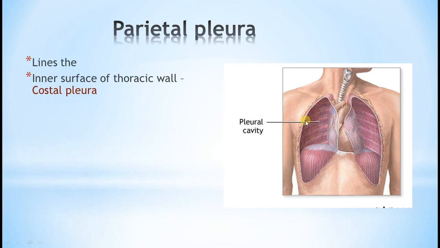So it lines the inner surface of your thoracic wall. That means it is going to line the inner surface of the ribs, costal cartilages, and intercostal muscles. And all these structures which I mentioned, the costal cartilages, ribs and the intercostal muscles, are separated from the parietal pleura by one fascia.